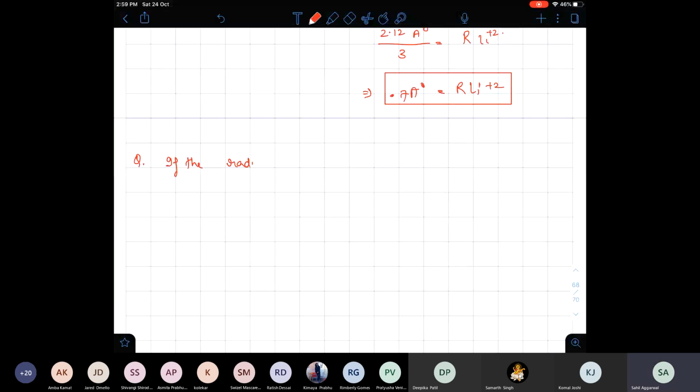If the radius of second orbit of helium plus is x picometer, then radius of third orbit of beryllium 3 plus will be?